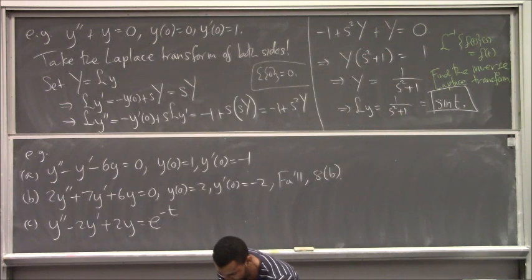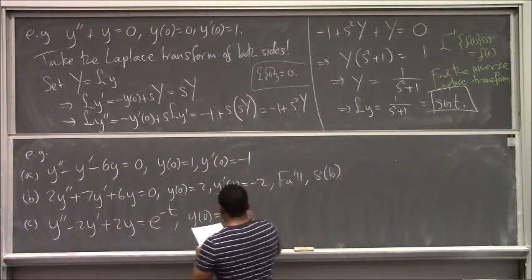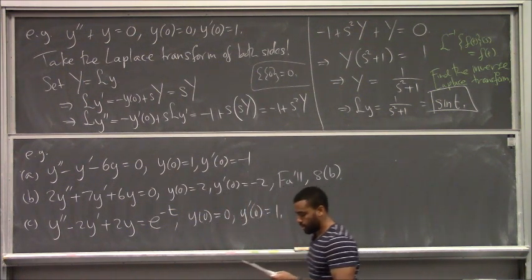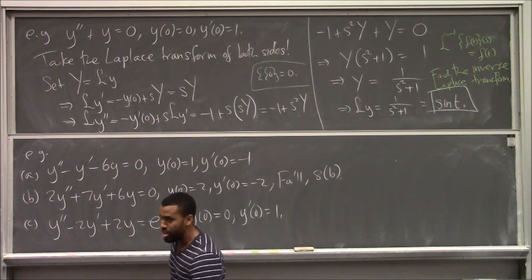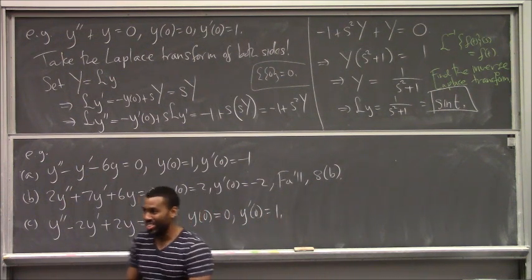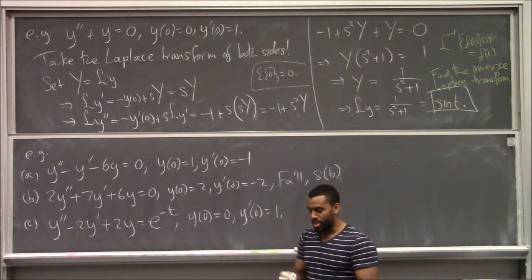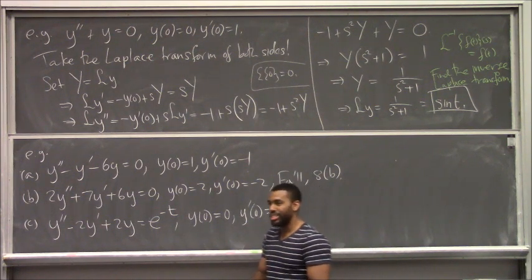I have to give you the initial conditions. y of 0 equals 0, y prime of 0 equals 1. So we'll do that next time and move on to the Fourier series. It's going to be awesome. That's something else that's awesome. It's another variation on rewriting a power series to fit our needs.